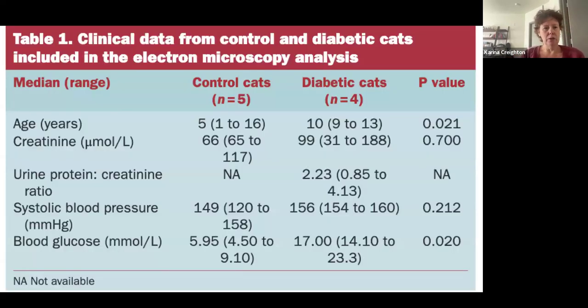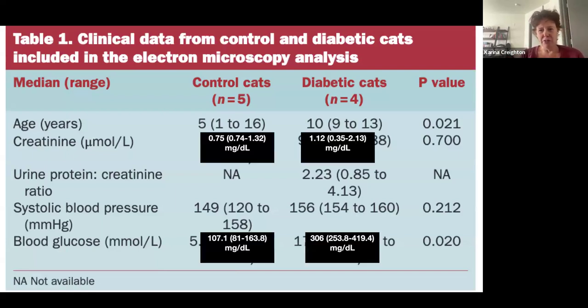So this is the clinical data. For those of us working in North America and used to the milligram per deciliter unit, I do have that. As expected, there was a significant difference in blood glucose between the control and the diabetic cats. There was also a non-significant difference, although a trend, in the creatinine from the control to the diabetic cats.